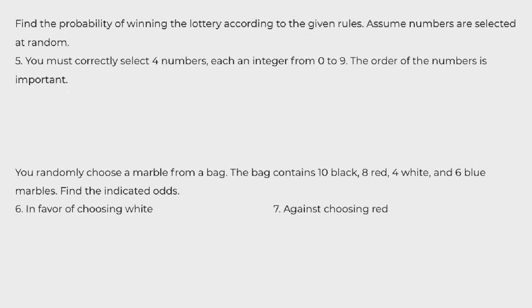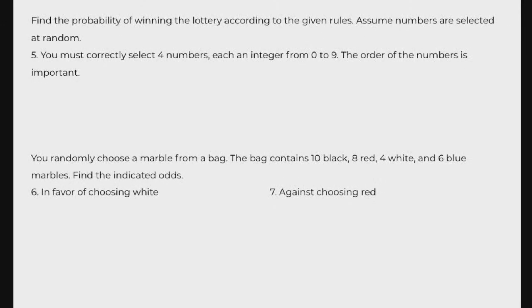Okay, next we want to find the probability of winning the lottery according to the given rules. Assume numbers are selected at random. You must correctly select 4 numbers, each an integer from 0 to 9, and the order of the numbers is important. So this last sentence means that it's going to be a permutation, and that's going to be our denominator. So from 0 to 9, there are 10 digits or 10 numbers that we can choose from, and we have to correctly select 4 of them, and they have to be in the correct order.